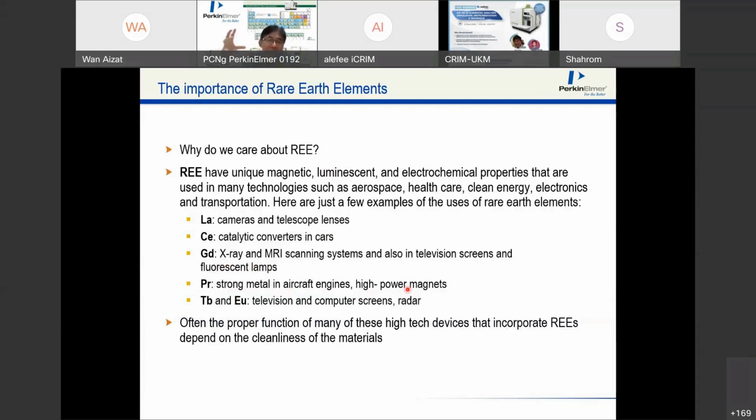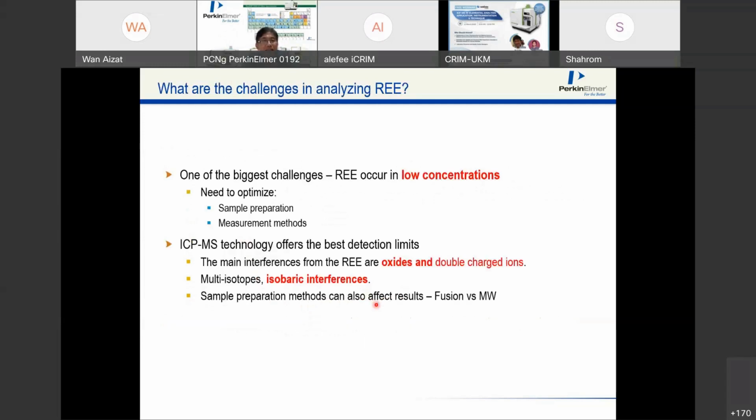The old speaker was very big, but now very tiny because using rare earth element improves the size and also is very powerful. Like TVEU is television, computer screen, radar. So rare elements are important. Okay, so now look into it.